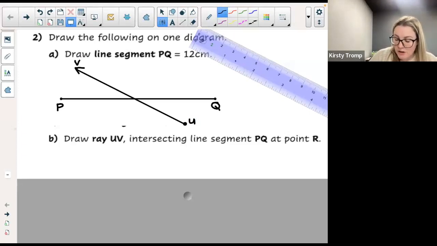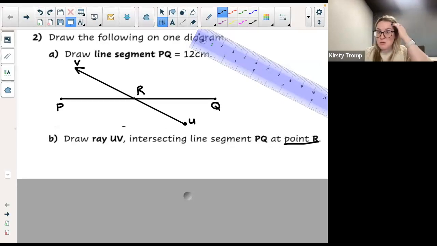Well done. And what about this point R, Lorena? Where's that gonna go? At the where the line segment and the ray segment intersect. Well done. So this point over here where they're cutting, hey? Yes. So that's going to be point R. Well done, Lorena. Thank you so much.